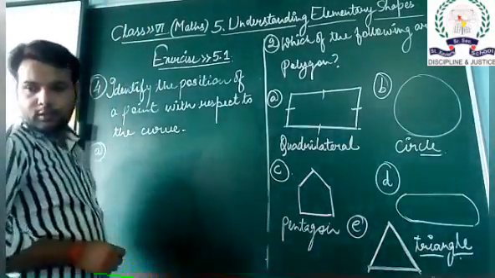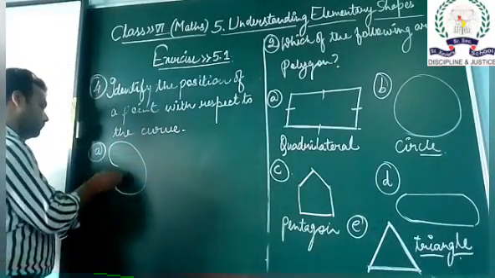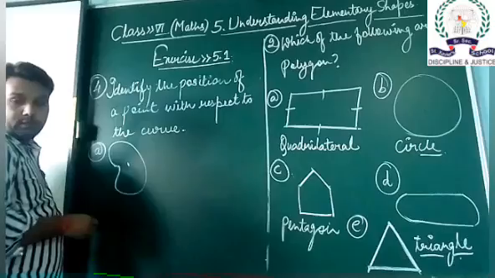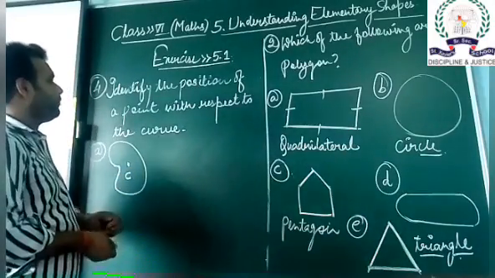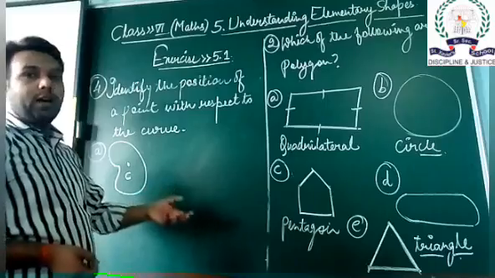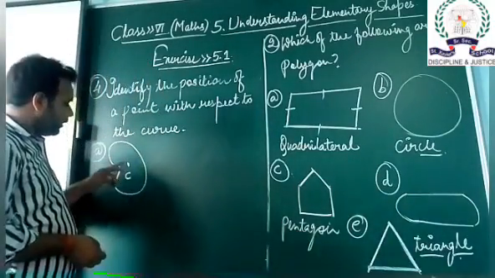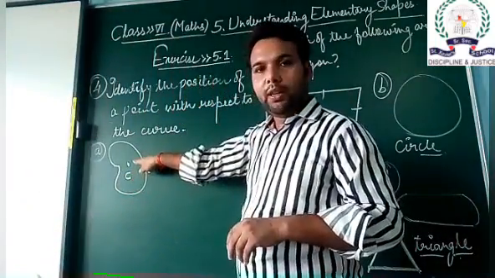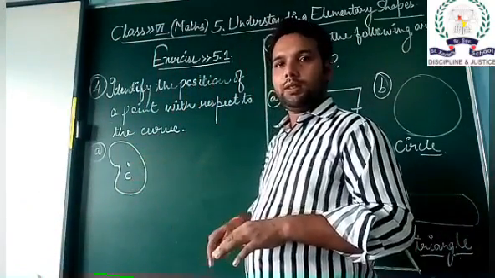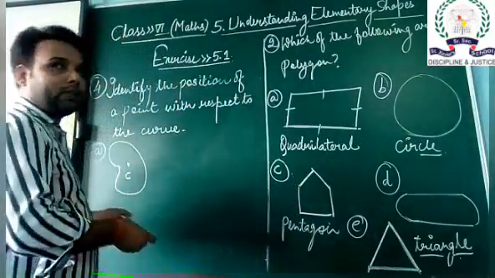This one, the first one is given, and the point C is given here. You have to identify from where the point is given. Look at the point C, it is given in the interior of this closed figure. It means it lies in the interior of this figure.